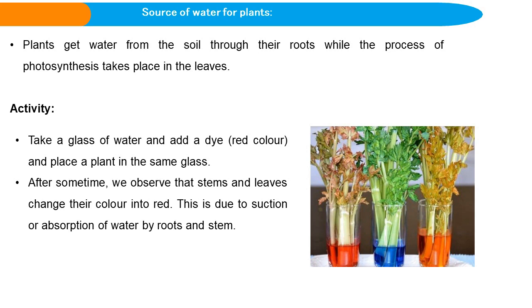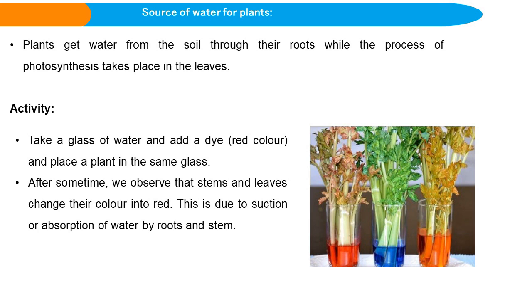And how do the plants get water? Plants get water from the soil through the roots. So, from the soil, the roots absorb water and transfer the water to the stems, and from the stems it goes to the leaves, and the leaves prepare the food because they contain green material called chlorophyll.